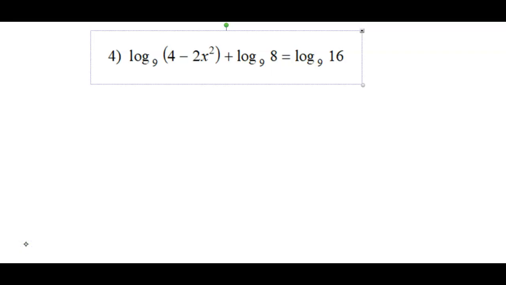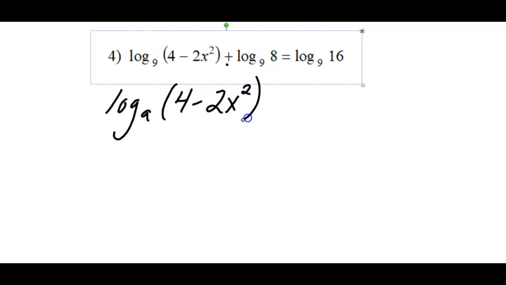Okay. And then this one, again, I have more than one log on one side, so I want to go ahead and condense that down. So we're adding our logs, so that means we're actually multiplying these two things together. So log base 9 of the quantity 4 minus 2x squared times 8 equals log base 9 of 16.